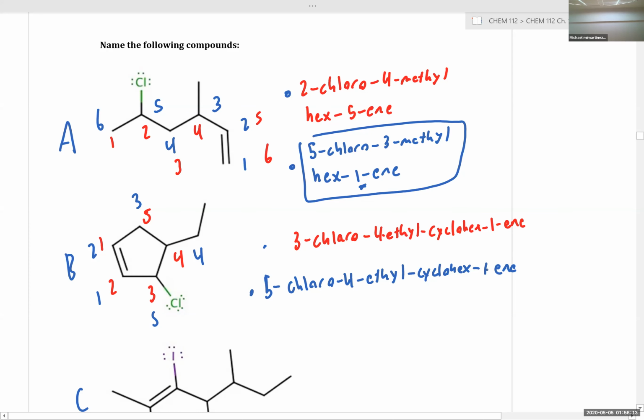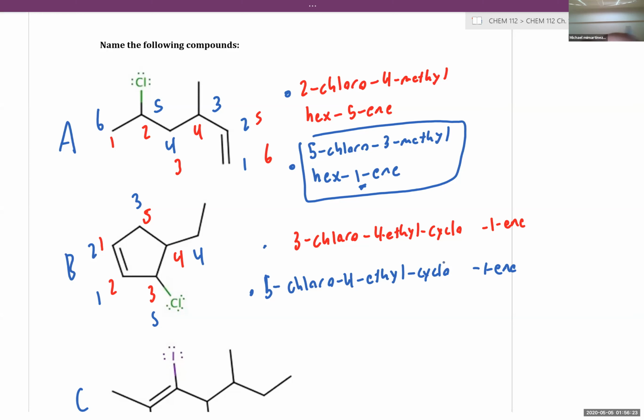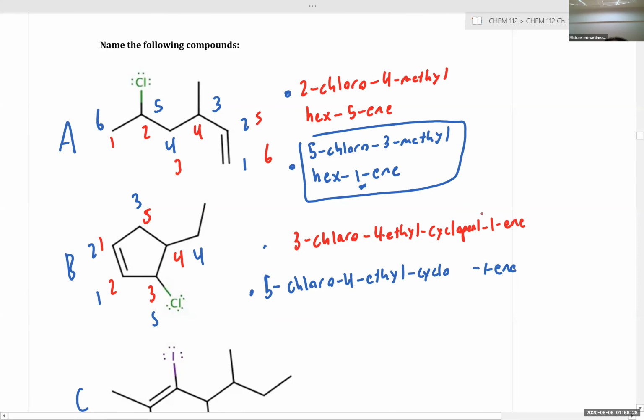So which method is preferred in blue or in red? Oh, right, this is 5 carbons. I think I got that mixed up, this would be cyclopent for our 5 carbons. There we go.